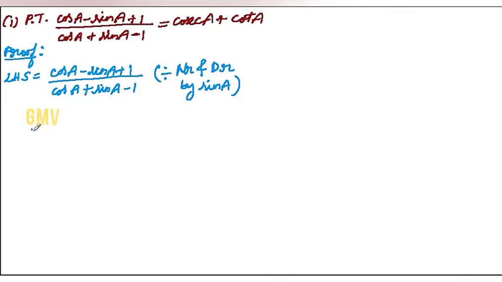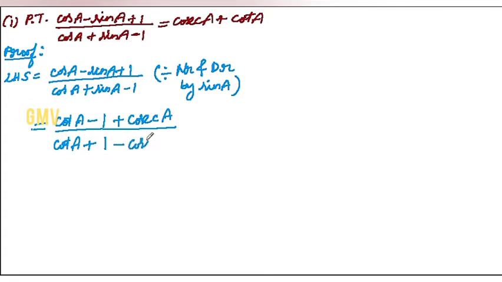In the next step, cos A by sin A means we get cot A, minus sin A by sin A means we get 1, plus 1 by sin A means we get cosecant A, whole divided by cos A by sin A, which again gives cot A, plus sin A by sin A, which gives plus 1, minus 1 by sin A, which gives cosecant A.